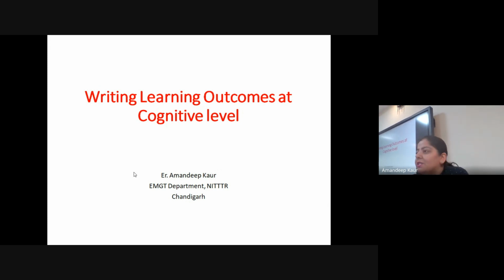The last input session for today is writing learning outcomes, and we are going to discuss different learning outcomes at the cognitive level. When we say cognitive level, it is basically for the designing of the subjects and courses that we teach for our theory subjects.